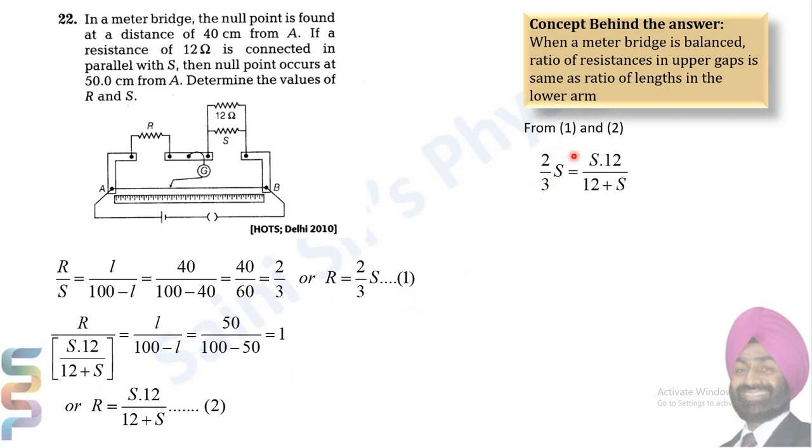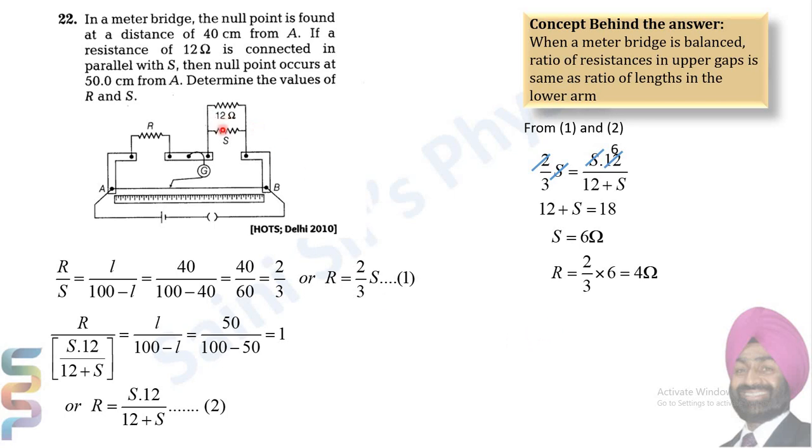Equating right hand sides, S cancels, 2 cancels with 12 as 6. So 12 plus S on the left hand side and 3 into 6, that is 18, on the right hand side. Take this 12 to the right hand side, remaining is S. You got S, substitute for S here, you get R.